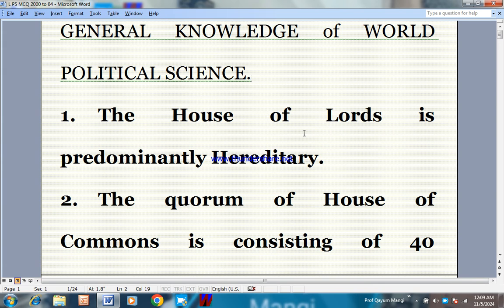Today's topic is very important for you because I will inform you about the general knowledge of work, especially the subject of political science.